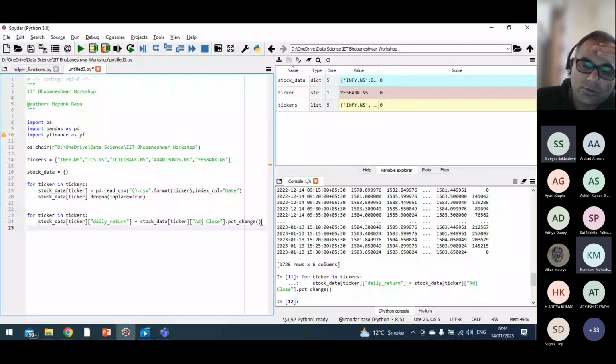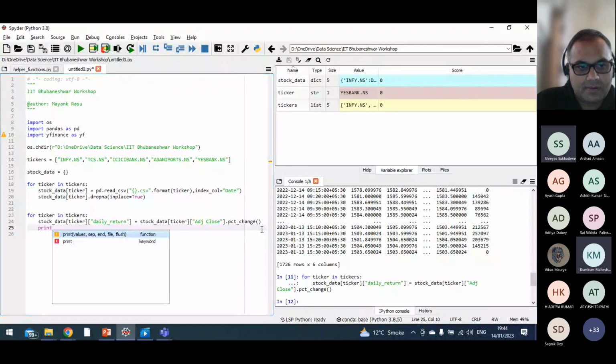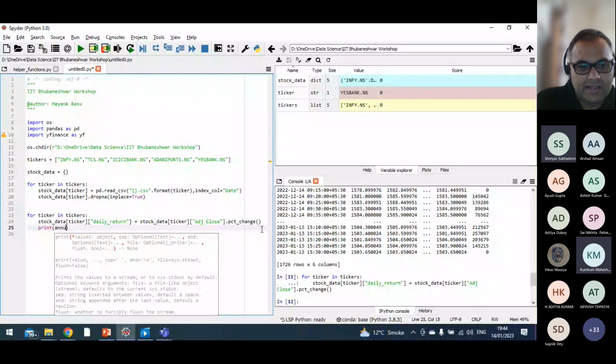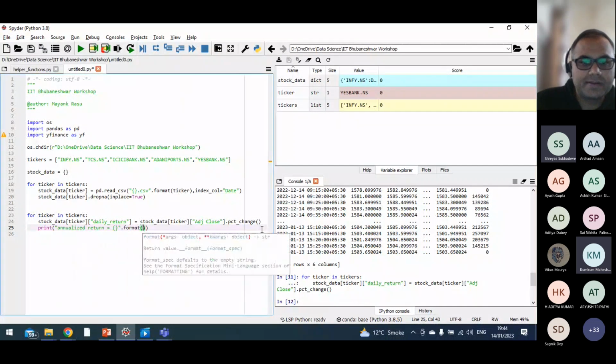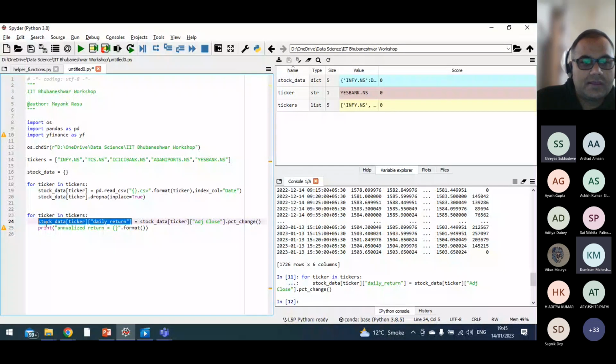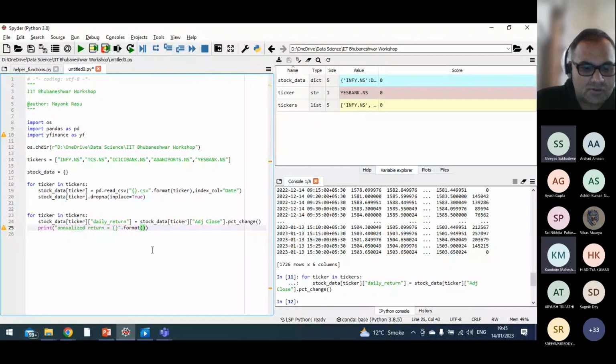And how do you find the annual return? So there are multiple ways. You can either take the mean daily return. Let me do that. So print annualized return. So annualized return is equal to format. Now let us calculate. So now we have this column. So we'll have to calculate the mean of this column. So dot mean.